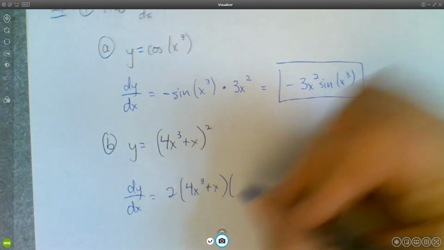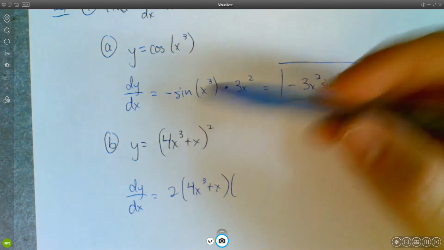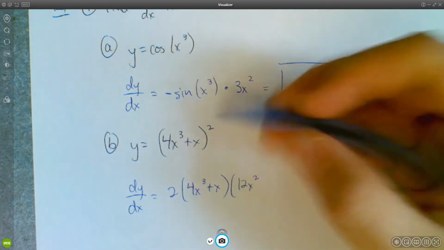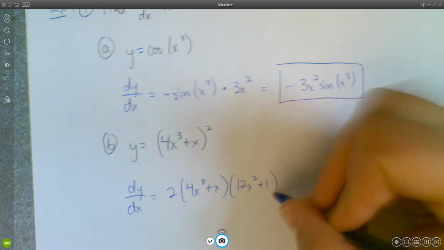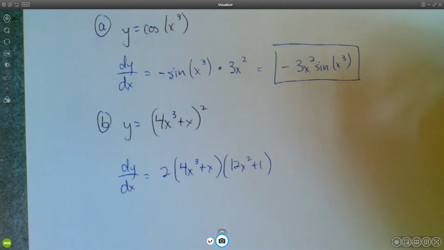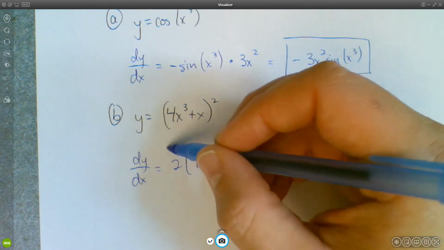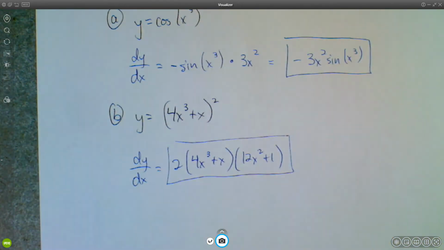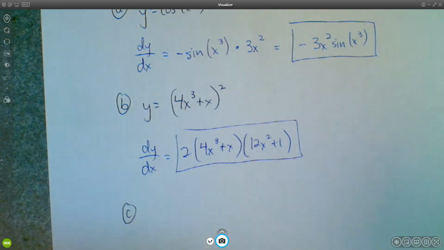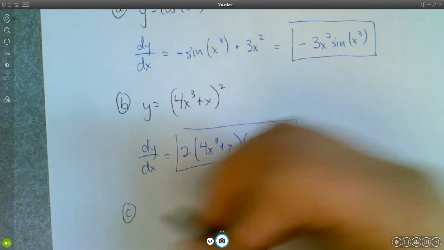And then we're going to multiply that by the derivative of the inner function. So what's the derivative of 4x cubed plus x? Well, that's going to be 12x squared plus 1. And that's that. Okay, that's all there is to it. You can multiply that out. I'm just going to leave it as is. Okay, let me do another one.